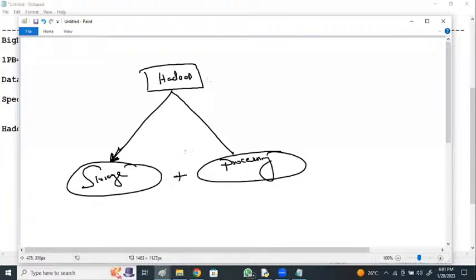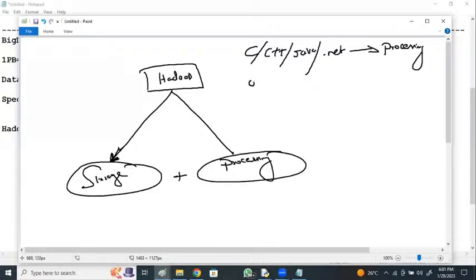So if you talk about any technology, they perform either storage or processing. If you talk about C, C++, Java, .NET, all these are meant for processing. And if you talk about Oracle, MySQL, DB2, all these are meant for storage. They are meant for either storage or processing. But how to perform both storage and processing?